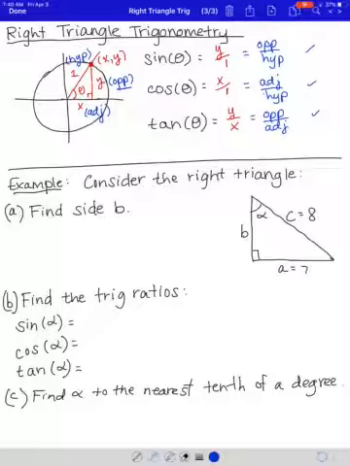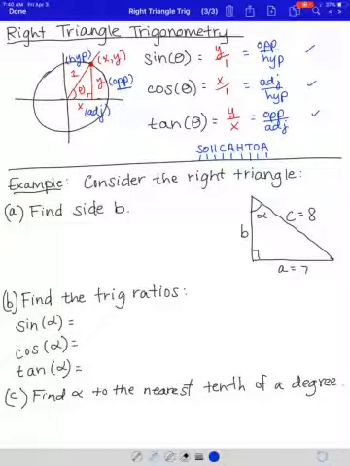And just a little mnemonic, you may have seen this before: SOHCAHTOA. This is just a way of remembering these definitions. It basically says that sine is equal to opposite over hypotenuse, cosine is equal to adjacent over hypotenuse, and tangent is equal to opposite over adjacent.